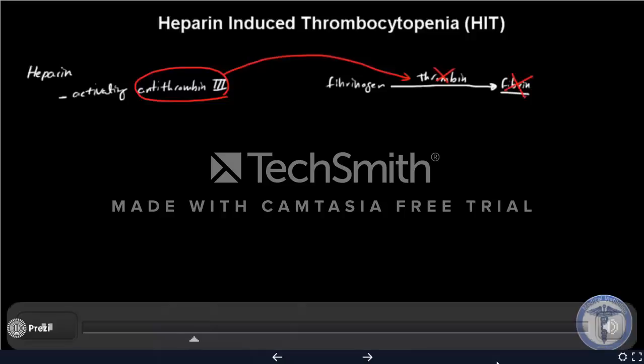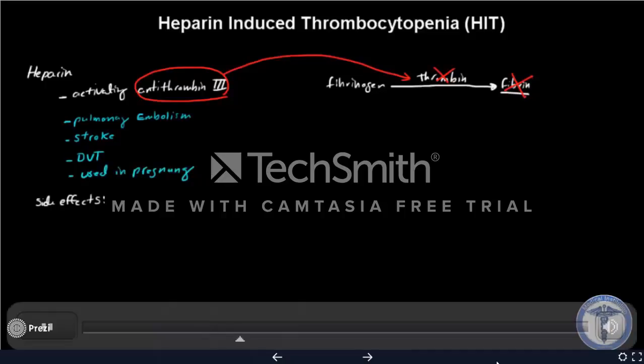Heparin is also an immediate anticoagulant with a short half-life. Therefore, we can use it in conditions such as pulmonary embolism, stroke, DVT. We can also use it in pregnancy since it does not cross the placenta.